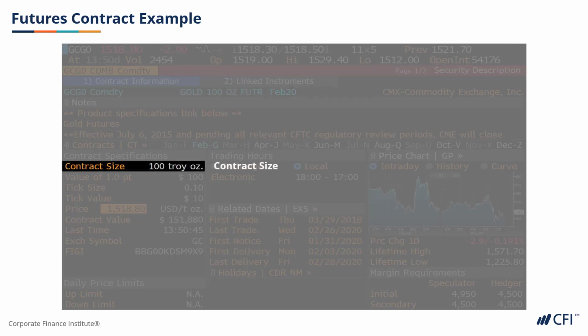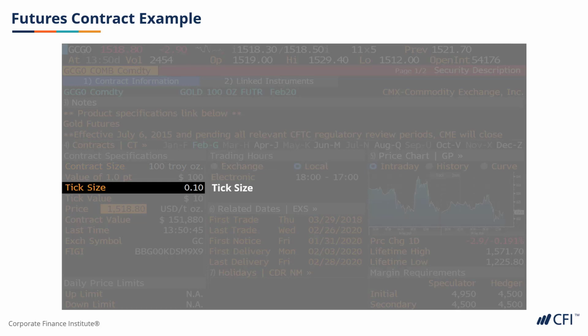Next, let's look at the contract size. In this case, each contract is for 100 troy ounces of gold. So you can't buy 1 ounce of gold in the futures market. You have to buy increments of 100 troy ounces.